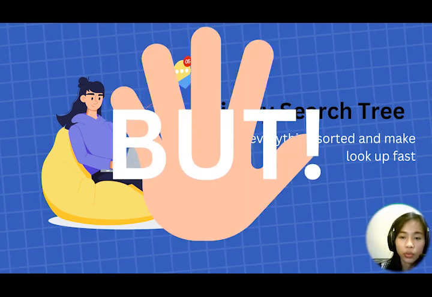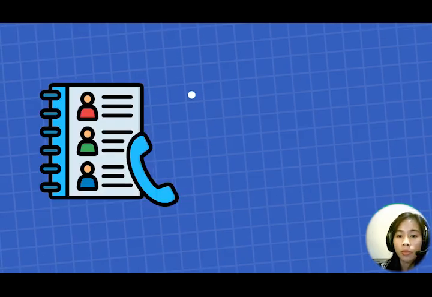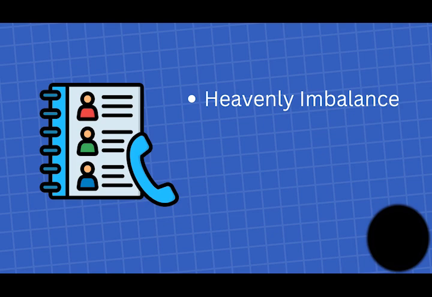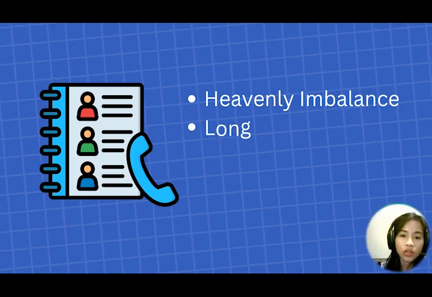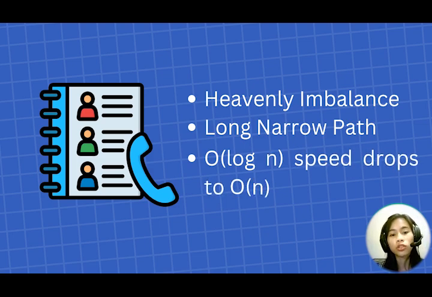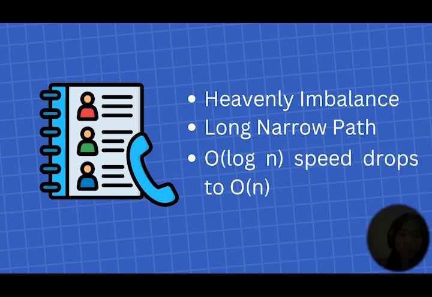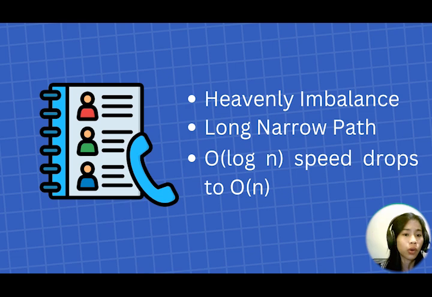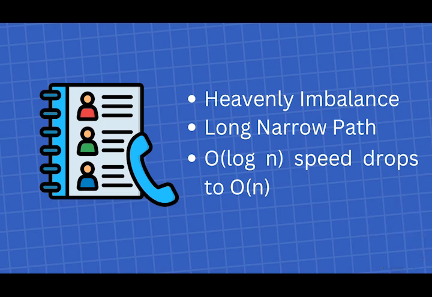But here's the issue. If most users sign up in alphabetical order or by timestamp, the tree becomes heavily unbalanced. Instead of branching efficiently, it stretches into a long, narrow path, and just like that, your O(log n) speed drops to O(n). Skewed, unbalanced, and slow. What should have been O(log n) performance now becomes O(n). To maintain consistent efficiency, even with sorted input, we rely on a self-balancing structure called the red-black tree.